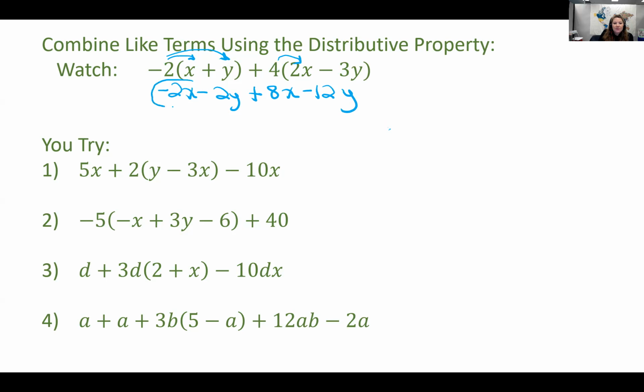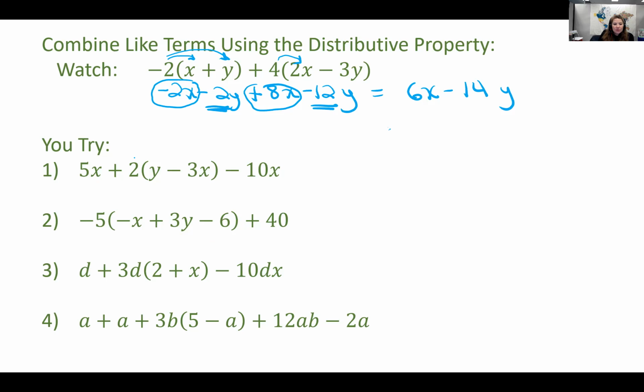So I have negative 2x plus 8x. Negative 2 plus 8 is positive 6x. And then I have negative 2y combined with negative 12y. Negative 2 combined with negative 12 is negative 14y. All right, I want you guys to pause the video and try these 4 by yourselves, okay? Then come back and check your answers.